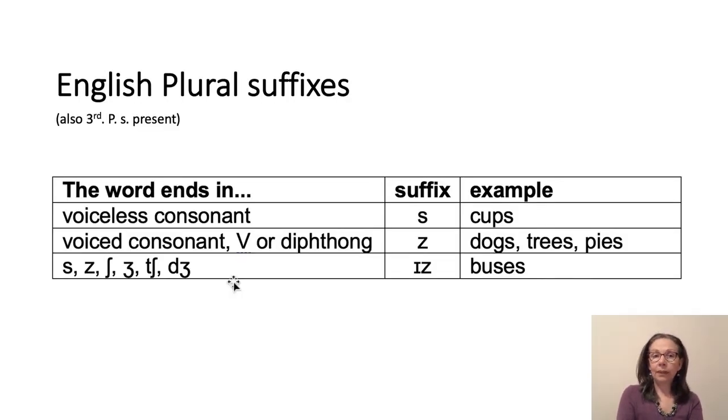As we all know, English plural suffixes and also the third-person singular present have a prediction as to how regular forms have the suffix pronounced. When you have a voiceless consonant, we take s. When you have a voiced consonant, vowel, or diphthong, we take z. And when sibilants and affricates occur, we take is.